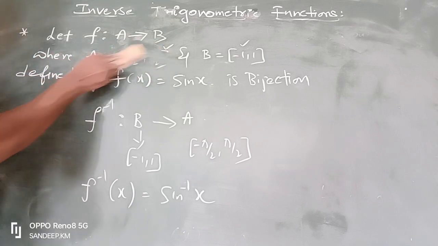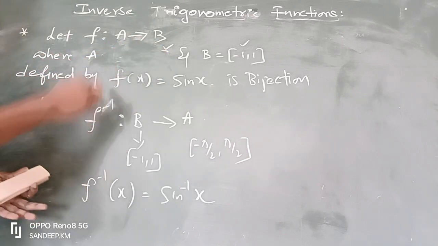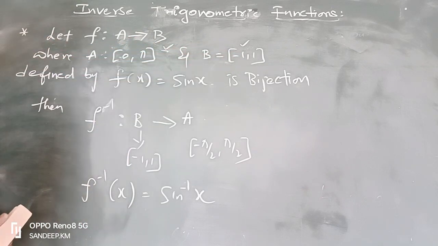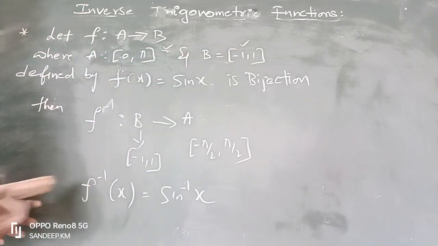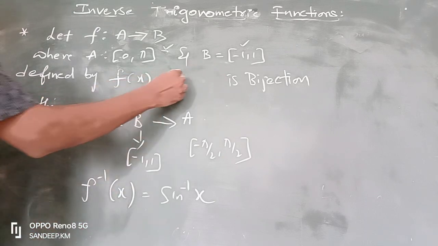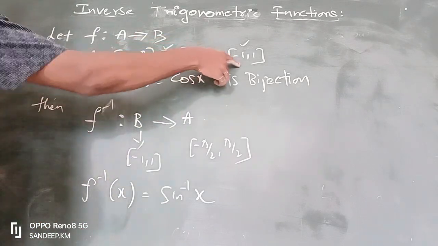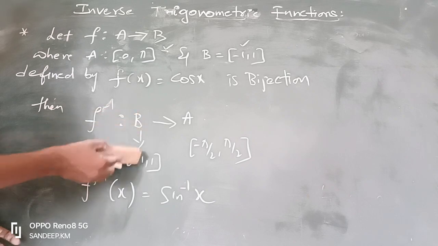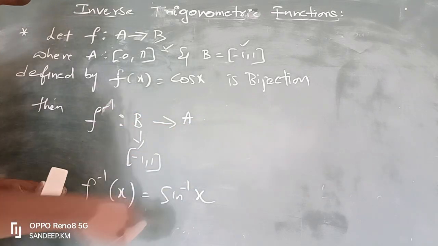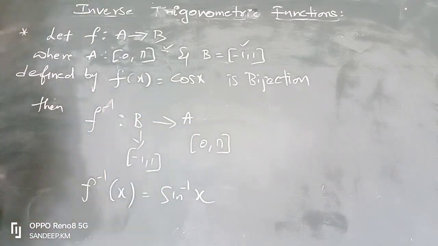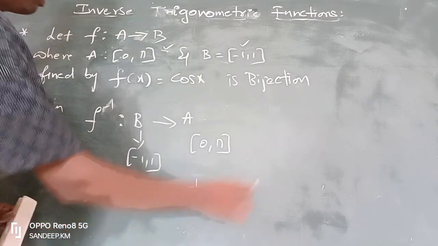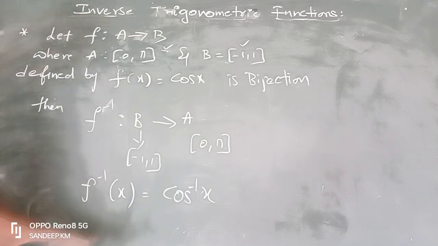If A is from 0 comma pi and B is from minus 1 comma plus 1, then the function f of x defined by cos x is also a bijective function in this domain and codomain. Then what is its inverse function, f inverse, where B is from minus 1 comma plus 1 but A is from 0 comma pi? It is defined by f inverse of x equal to cos inverse of x. So that is the inverse function of cos x.